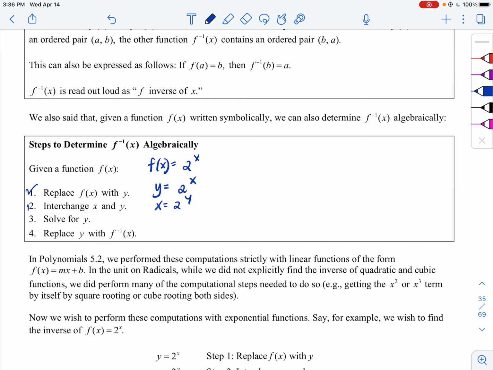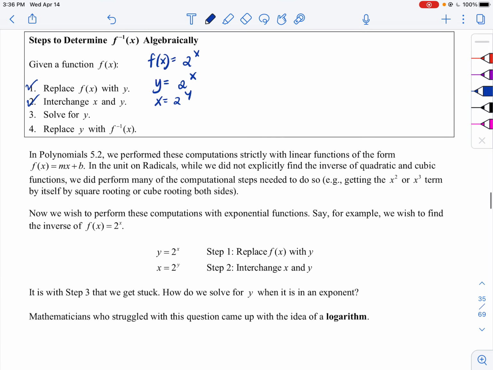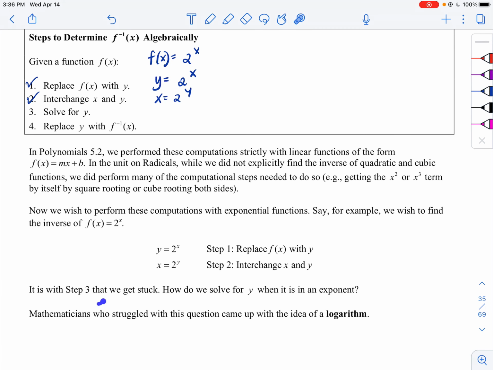So this is done, that's done. But then if you look at number 3, it's solve for y. I think it is hard to solve for y, right? Because it's in the exponent. If this was like 2y maybe or 2 plus y, then I would be able to solve for y by subtracting or dividing on both sides. But in this case, it's a power of y. So it is with step 3 that we get stuck. Now, how do we solve for y when it is an exponent?